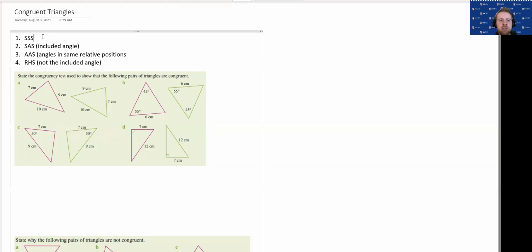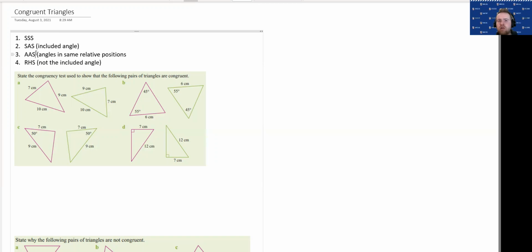Okay, we can use SSS, which means if we can show that there are 3 equal sides between each of the 2 triangles, then they're congruent. If we can show that there are 2 equal sides and the included angle, that is the angle in between those sides, is equal, then they're also congruent.